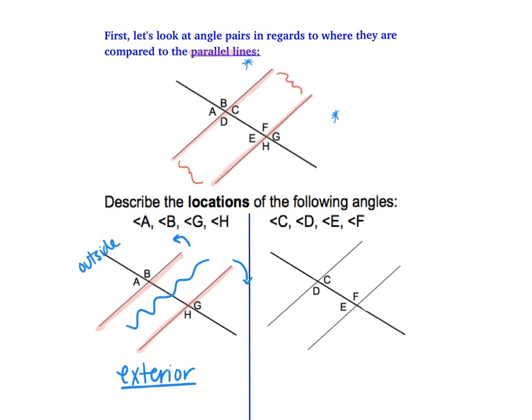I bet you can probably figure out what we call the ones inside the parallel lines. If they're inside like these are, right in between those parallel lines, we call them interior. So C, D, E, and F would all be inside those parallel lines, so we call those interior angles.